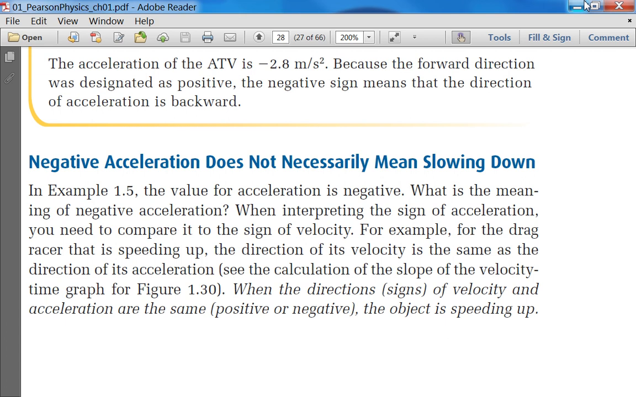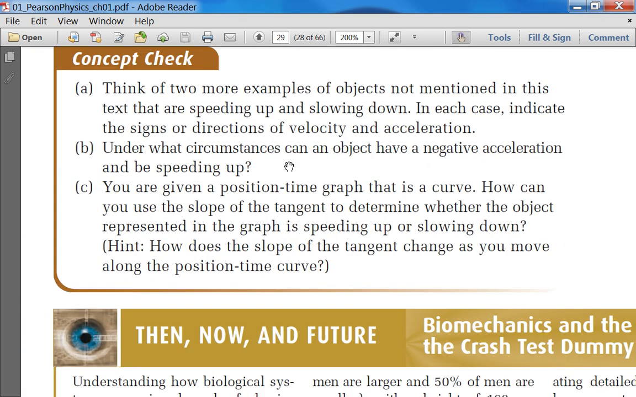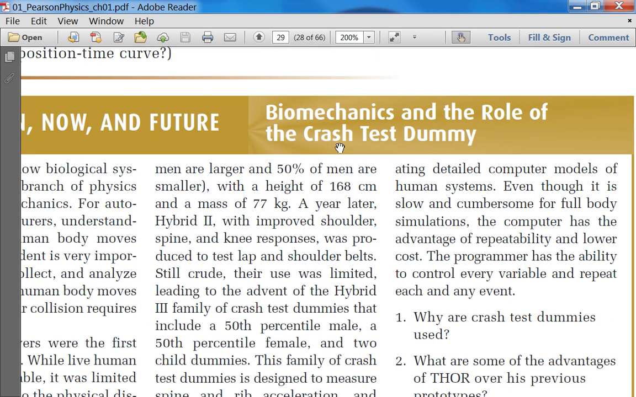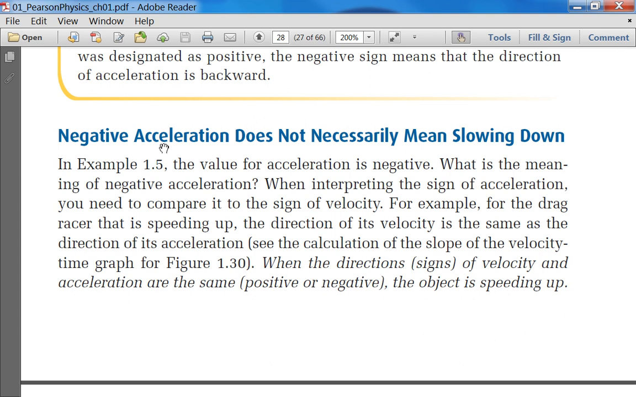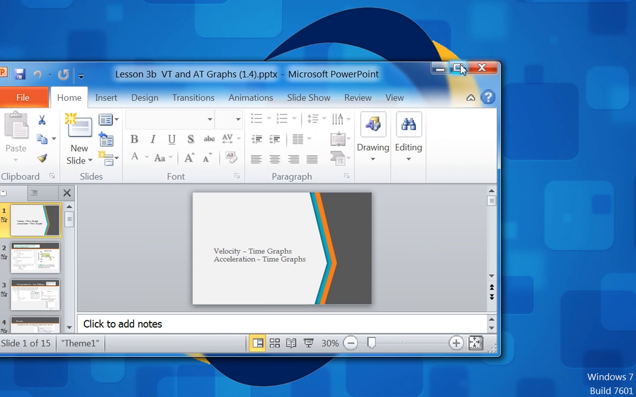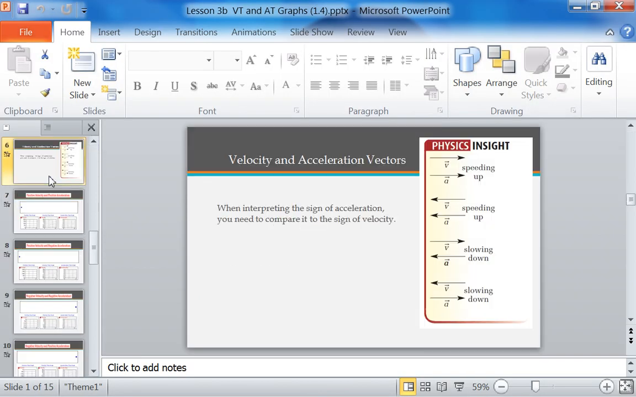All right. And you can see here that the textbook has some great reading to follow. Some of the stuff you could ignore, like biomechanics and the role of the crash test dummy. Like, I wouldn't read that. But this right here, negative acceleration does not necessarily mean slowing down. That's something I would read. So maybe this weekend you guys take home your textbook. All right, I want to show you some animations.